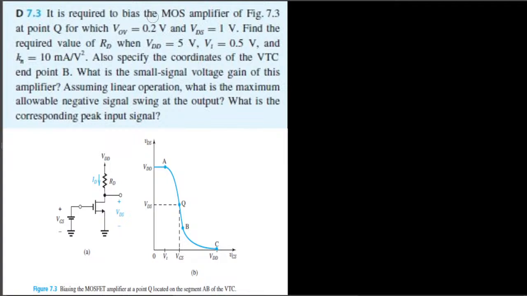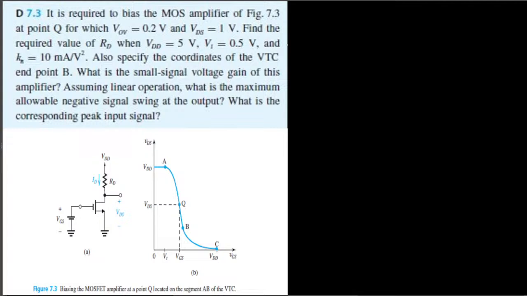Figure to bias the MOSFET amplifier of figure 7.3 at point Q, for which V overdrive is equal to 0.2 volt and VDS is equal to 1 volt. Find the required value of RD when VDD is equal to 5 volts, VT is equal to 0.5 volt and Kn is equal to 10 milliampere per volt square. Also specify the coordinates of the VTC endpoint B.